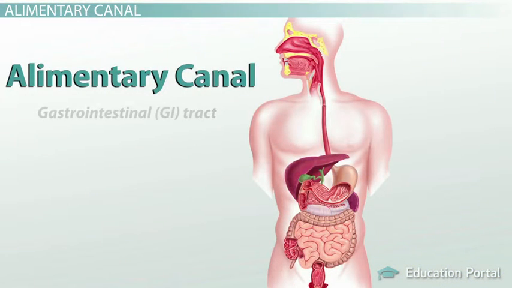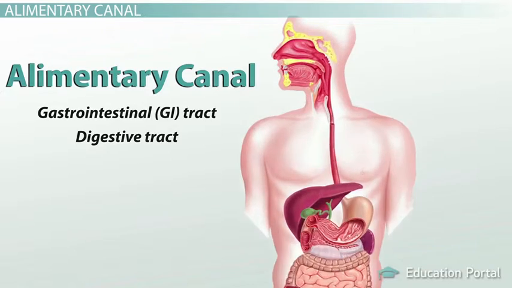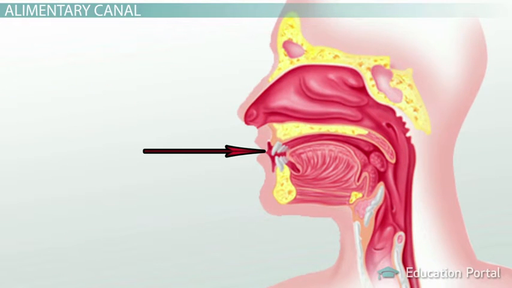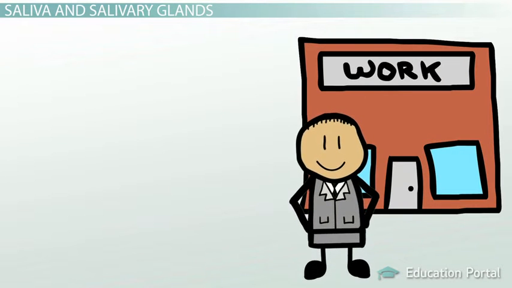Now, the alimentary canal is sometimes called the gastrointestinal tract or simply the digestive tract. By whichever name you prefer, the starting place is always the same, and that is the mouth. And in this lesson, you will learn about the anatomy of the mouth and how it gets the digestive process started.